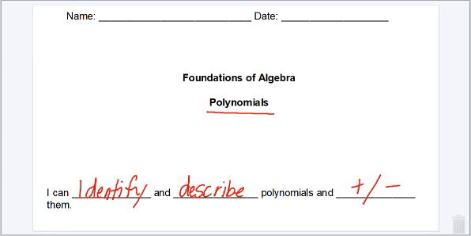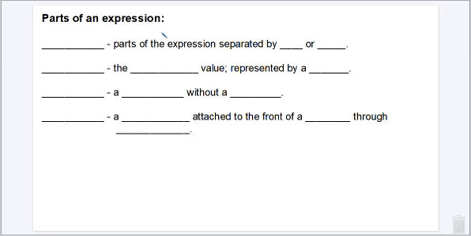Anyway. So let's talk about what a polynomial is. So first we have to remember the different parts of an expression. And we've learned this earlier in the year, but we're going to recap it because it's important. So parts of an expression, there are basically four parts to one. You need to know that a term is a part of the expression separated by addition or subtraction symbols.